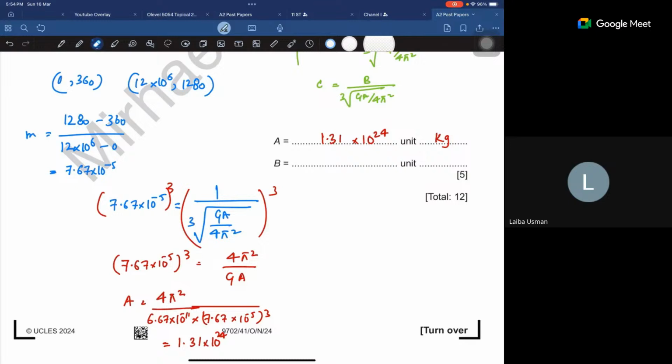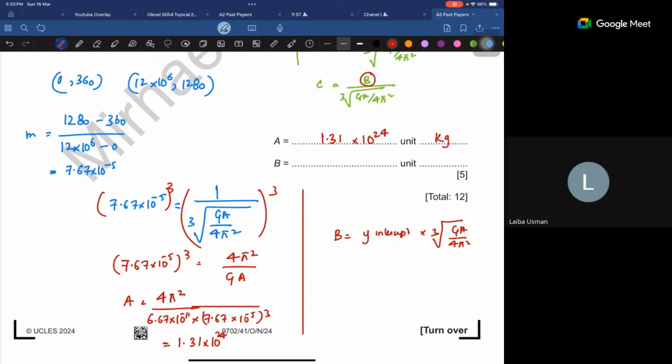And then we have to find the other thing, which is B. And as you can see, B is equal to the y-intercept multiplied by the cube root of GA over 4π², which is actually like 1 upon the gradient. The gradient was this, 1 upon this. So that means this will be the y-intercept multiplied by 1 upon the gradient, because we don't have to find it again.